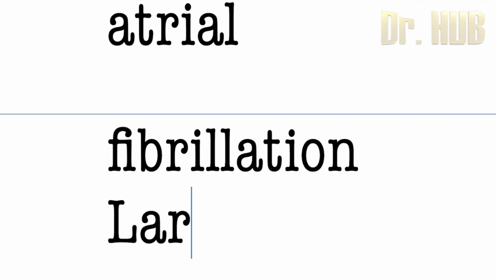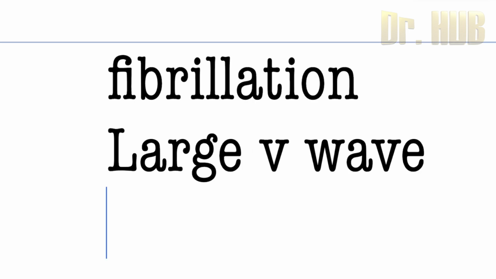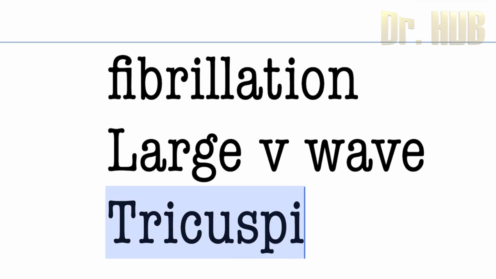Now looking at the large V wave. The V wave is nothing but the venous return to the right atrium. So a large V wave represents tricuspid regurgitation.